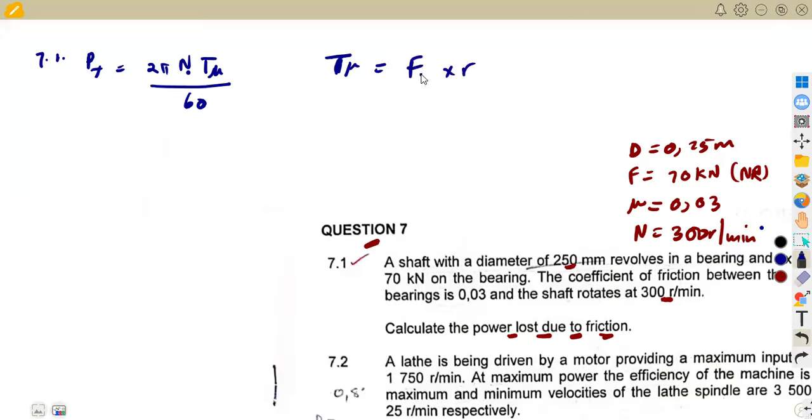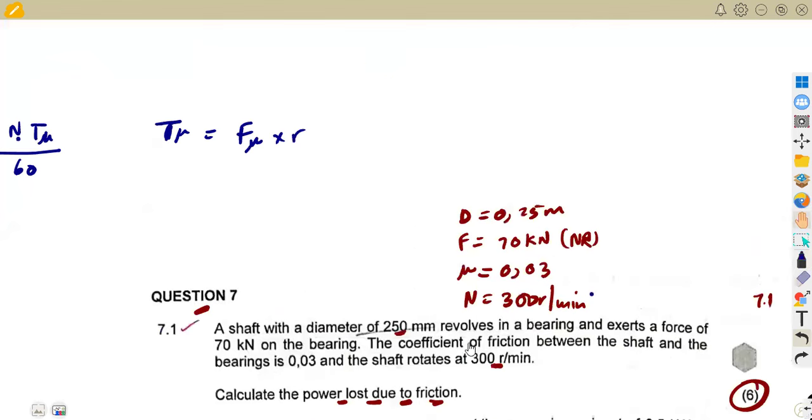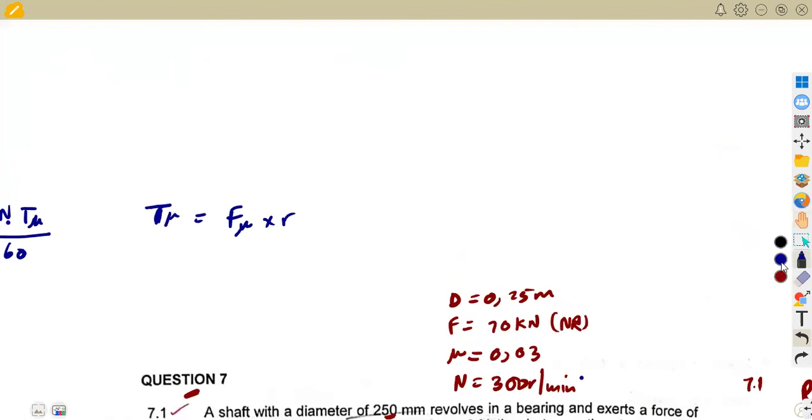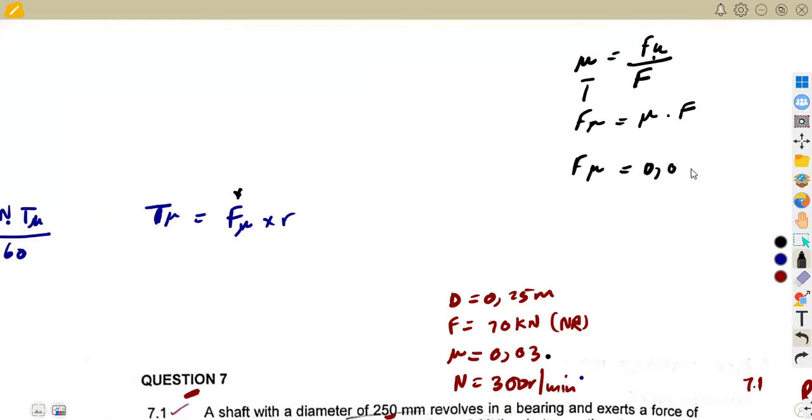So I'm going to need the frictional force. I have the normal reaction, which is the force, and the coefficient of friction. We know that the coefficient of friction is equal to the frictional force over the normal reaction, which is the 70 kilonewton exerted on the bearing. So the frictional force is the coefficient of friction times the normal reaction: 0.03 times 70,000. That gives us 2,100 Newton, or 2.1 kilonewton.